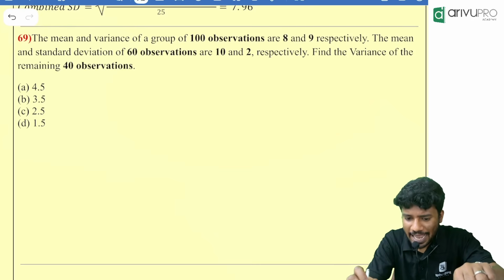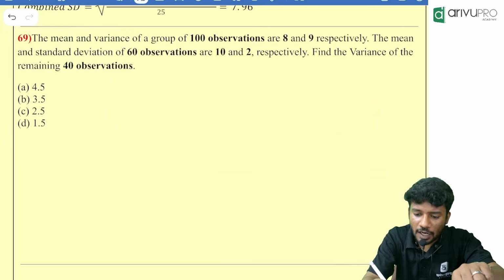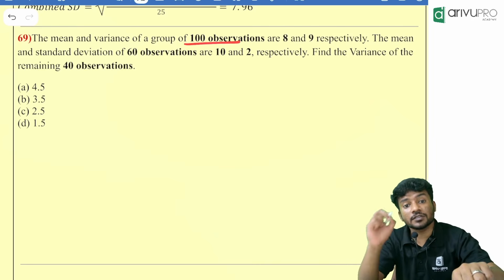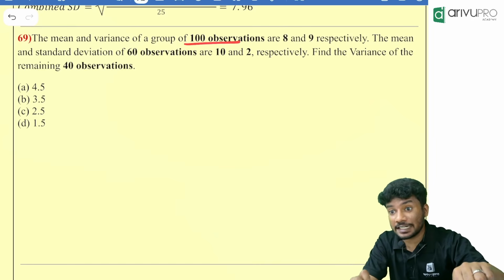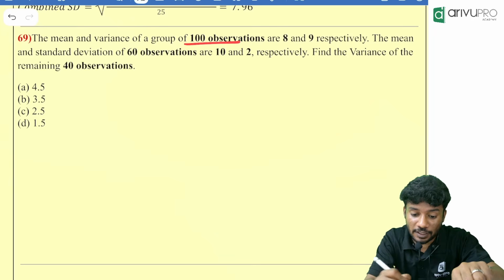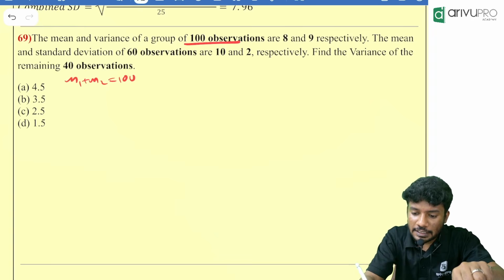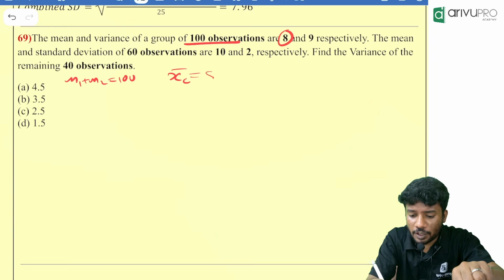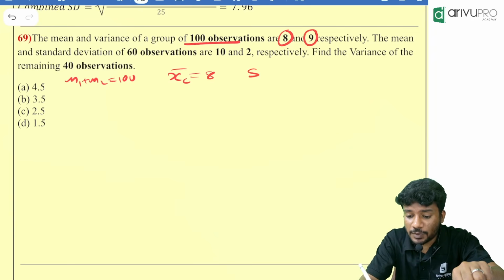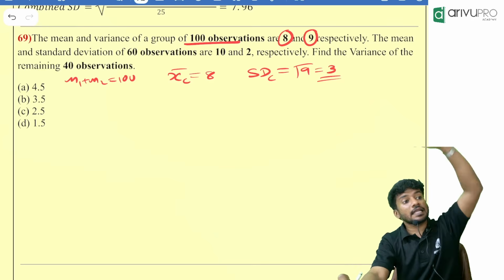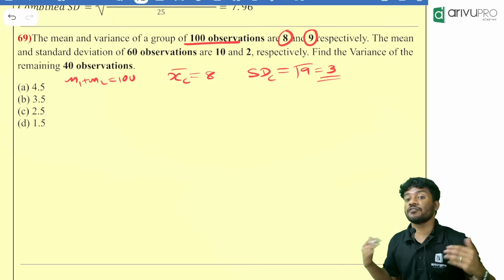The mean and variance of a group of 100 observations. 100 means the total is given, N1 plus N2 is equal to 100. Then the mean is 8, which means the combined mean is equal to 8. Then the combined variance is 9, so the combined standard deviation will be root 9, which is equal to 3. So the combined standard deviation is also given for us.